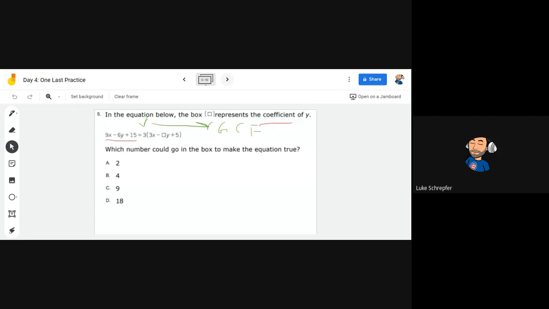So they took out the 3. Then they divided every one of those numbers by 3 in order to get those 2. Well, if you go 6 divided by 3, you get 2. So the box in the middle is 2.